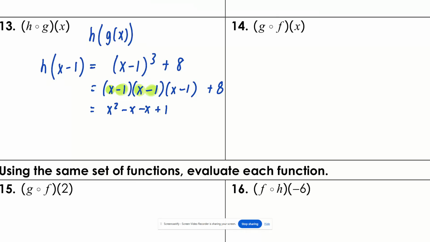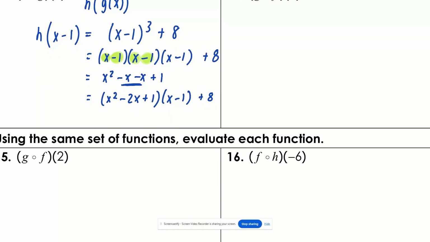So what's my result of just those two? Well, everything here stays the same, except right here, these are like terms. So I'm going to take x squared, negative x minus x is negative 2x plus 1, and I'm going to distribute that to x minus 1. Don't forget about that plus 8.